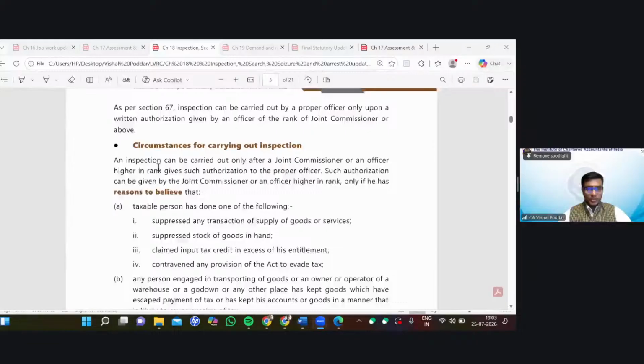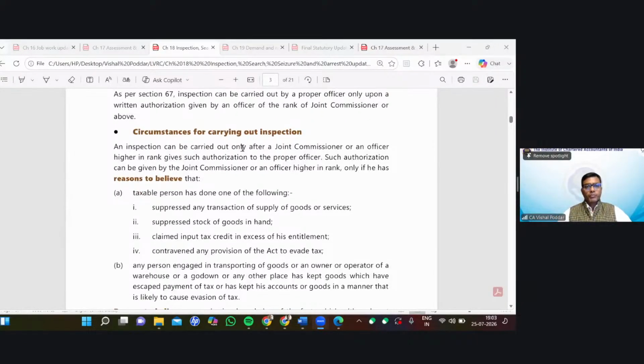The provisions are: an inspection can be carried out only after the Joint Commissioner or an officer higher in rank gives the authorization. So remember, students, this is a simple logic. Whenever any strict action has to be taken, the authorization of that action always has to be given by a higher level officer. This is to ensure that this particular power is not misused by lower level officers. Such authorization can be given by the JC or an officer of higher rank.